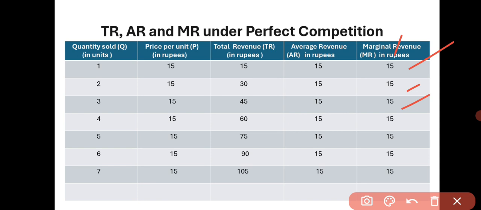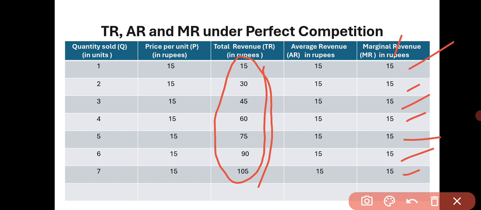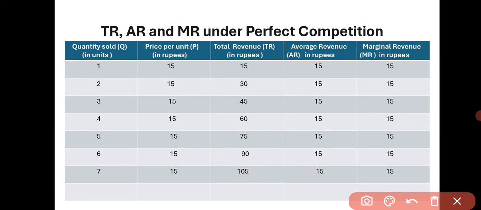60 minus 45, 15. 75 minus 60, 15. 90 minus 75, that is 15. And 105 minus 90, that is 15. So it is just calculated by taking the difference in total revenue between two successive units of the commodity sold. So this is how we have calculated the total revenue, average revenue and marginal revenue.